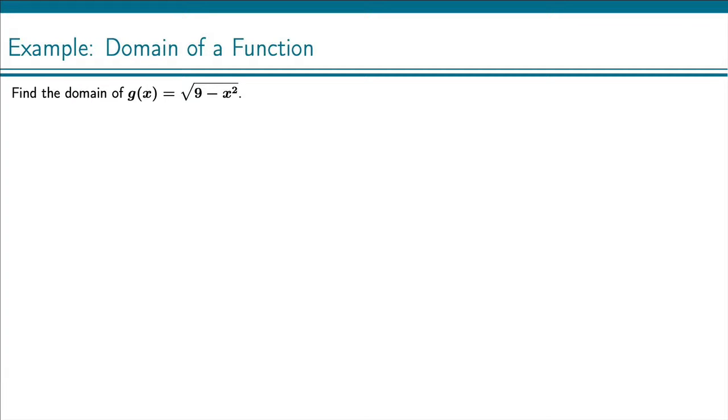Find the domain of g of x equals the square root of 9 minus x squared. When finding the domain of a function, there are 3 rules to think about.